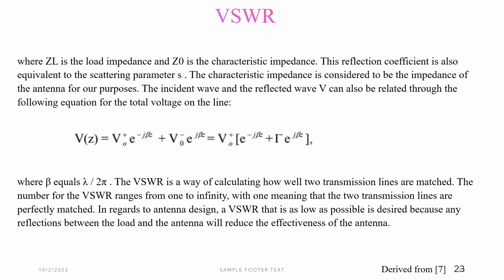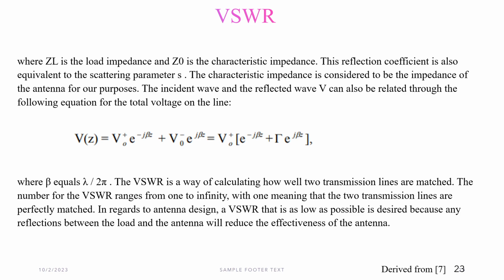The incident wave and the reflected wave can also be related through the following equation for the total voltage on the line. V of Z is equal to V0 plus e power j beta Z plus V0 minus e power j beta Z, where beta equals 2 pi by lambda.